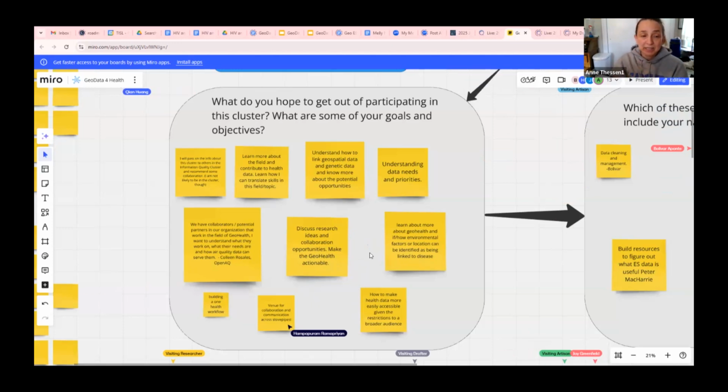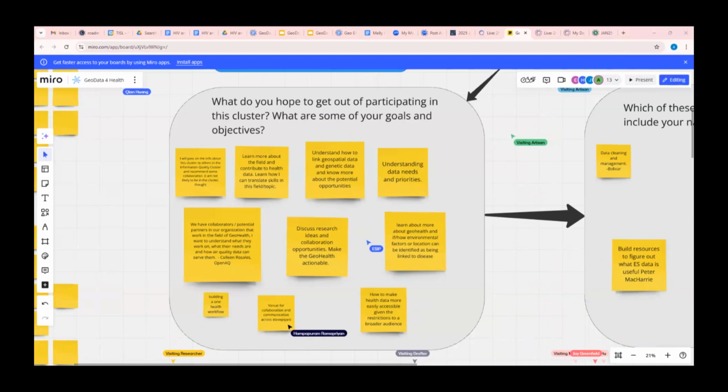Does anyone who put a sticky here want to talk at all about their sticky or want to maybe elaborate more with the group on what they wrote? Or does anyone have a question about someone else's sticky? Let me look in the chat. Yes, I thought I heard someone come off mute, or was that wishful thinking? So, hi. This is Tao. I do have a question.